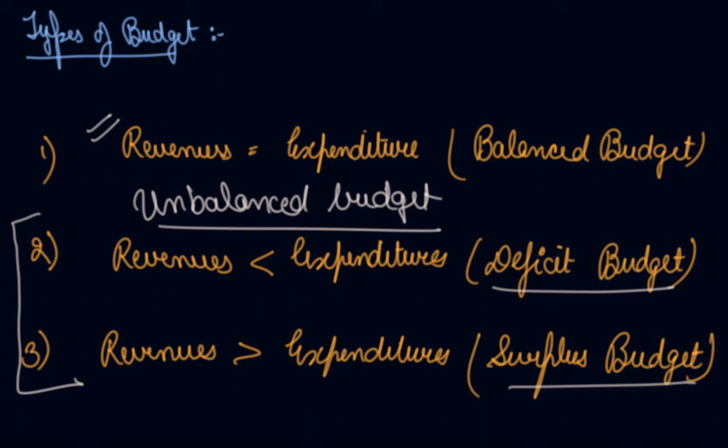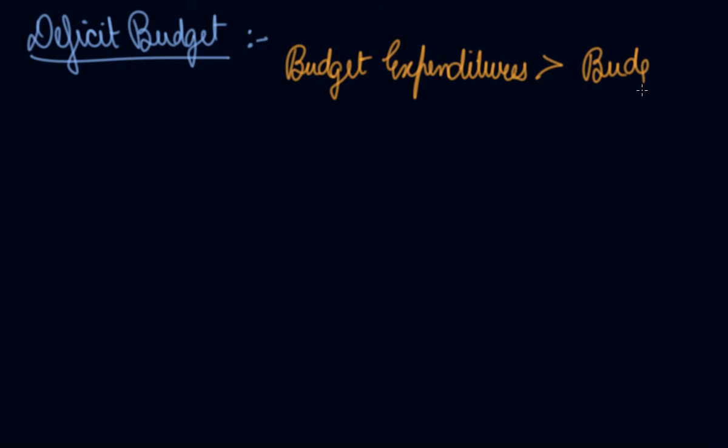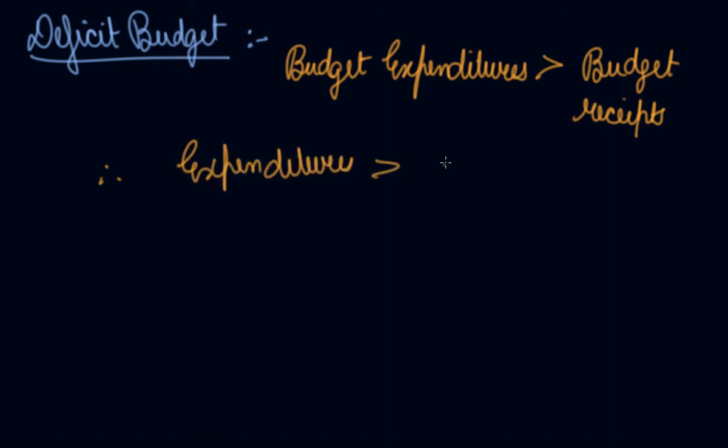Now let's take a brief look at the deficit budget. Let's understand the deficit budget. See, when your budget expenditures are greater than your budget receipts, that is, your expenditures are greater than your revenues, you are in a situation of deficit.